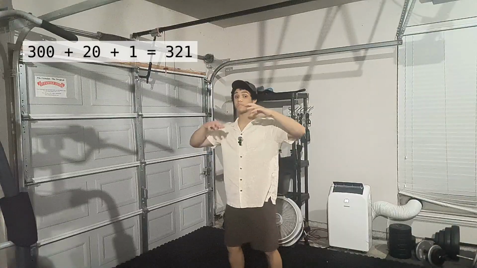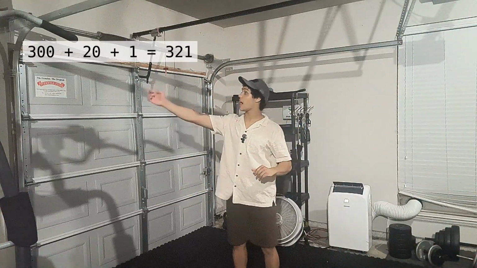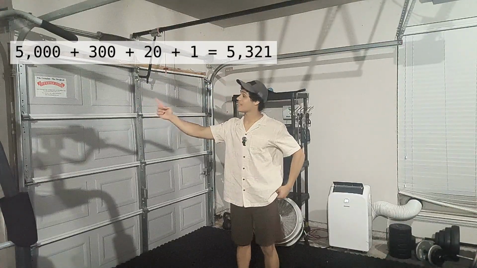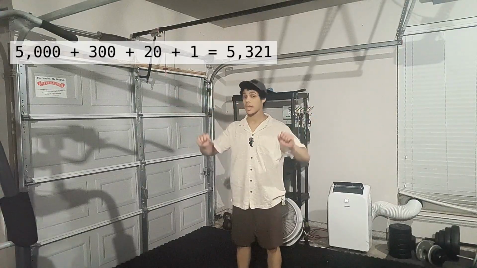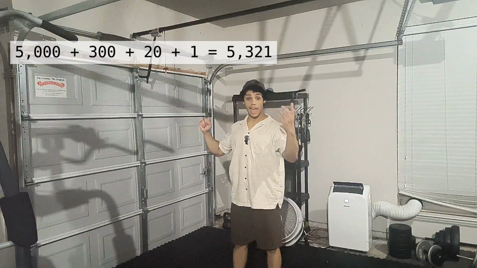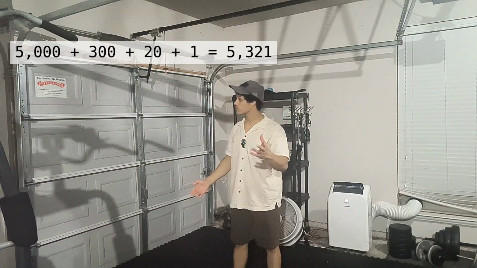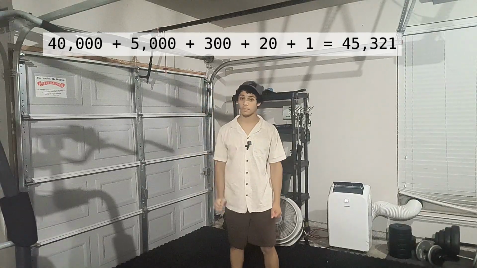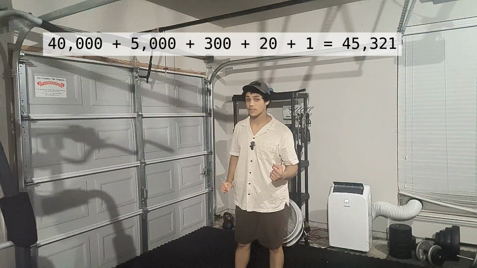Now, how do we turn this into 5,321? Well, all we have to do is put a 5 in the thousands place, and that 5 is worth 5,000. And then after that, to turn this into 45,321, we just put a 4 in the 10,000s place. And that 4 is worth 40,000.